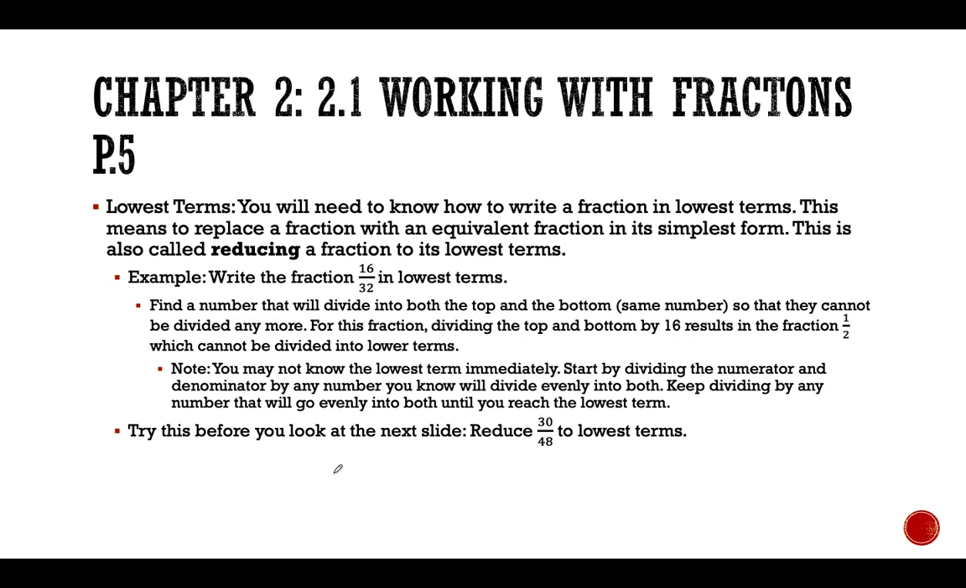You might not know the lowest term immediately. You can start by dividing the numerator and the denominator by any numbers, and then you keep dividing until you can't divide any longer, and that means you've reached the lowest term of the fraction. Try this before you look at the next slide. Let's reduce 30 over 48 to lowest terms. So stop the video and then continue.